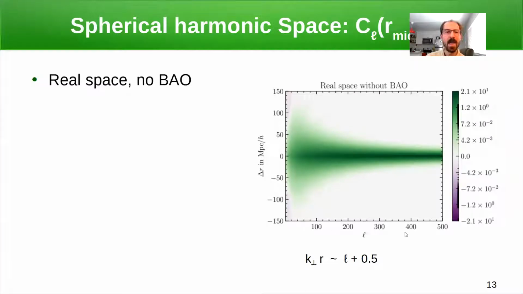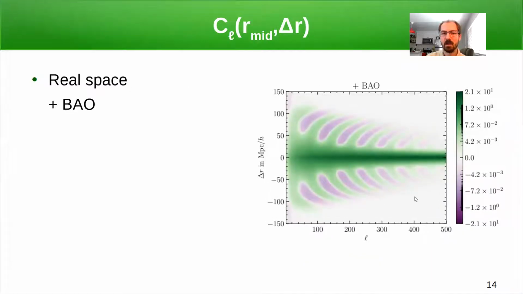If we now add the BAOs, we get this effect, this kind of trilobite or ribcage plot. The BAOs here add these oscillations. And that's exactly what will allow us to measure distances, because for different distances, the frequency and the exact position of these fins depends on the distance.